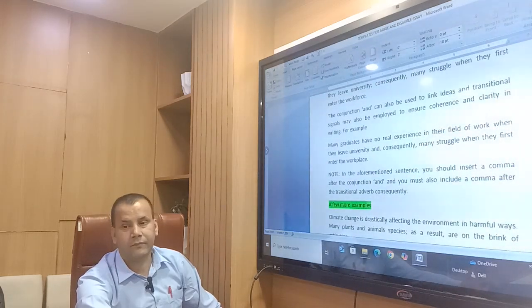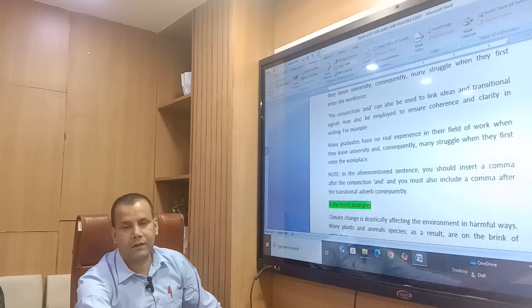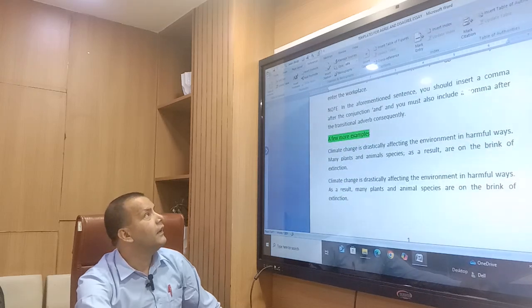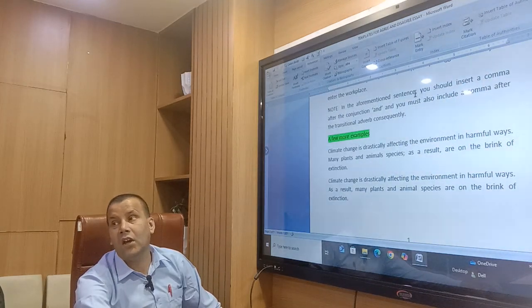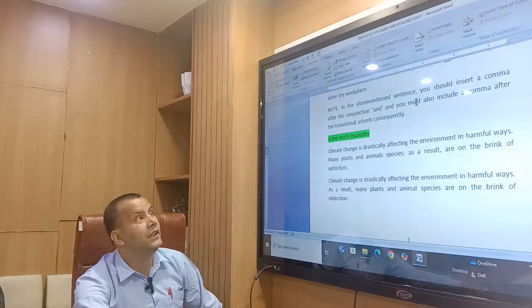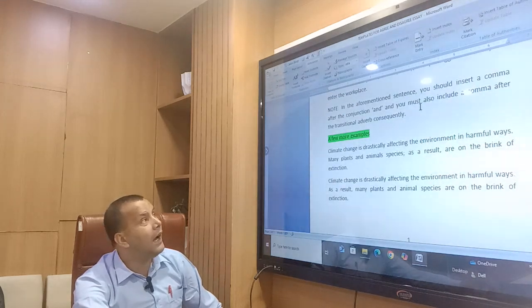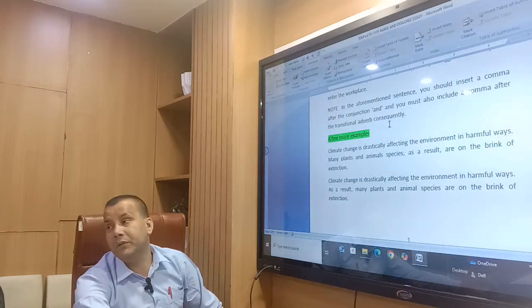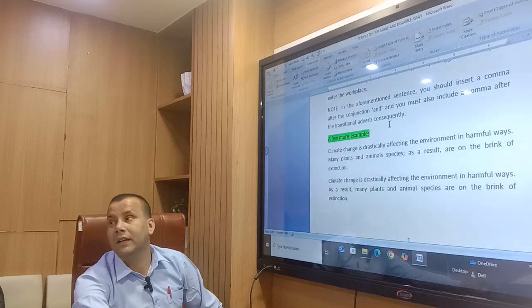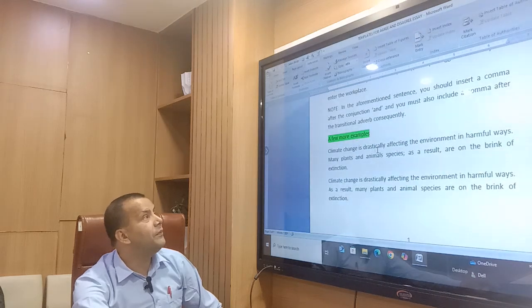Next. In the aforementioned sentence, aforementioned means माथि उल्लेख गरिएको. You should insert a comma after the conjunction and you must also include a comma after the transitional words consequently. After and also you should give comma, and after consequently also you should give comma. If you don't give comma, then you will suffer. Examiner will reduce your marks in coherence and cohesion. Now a few more examples.